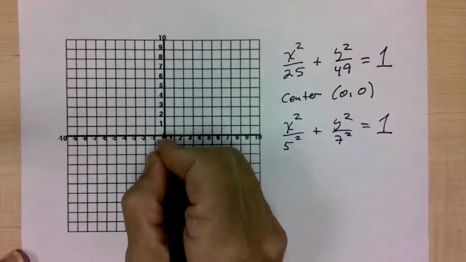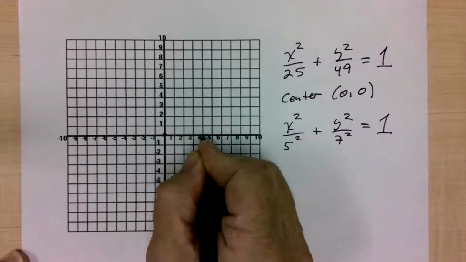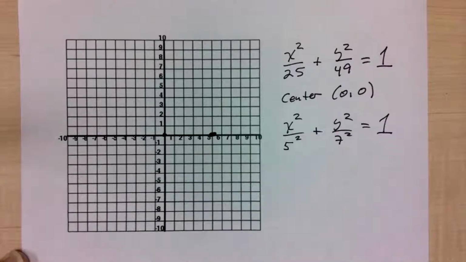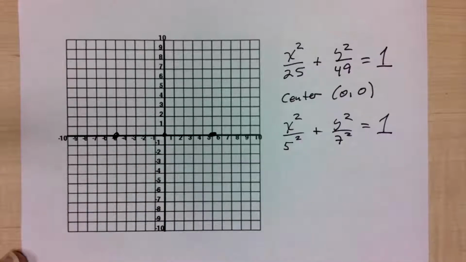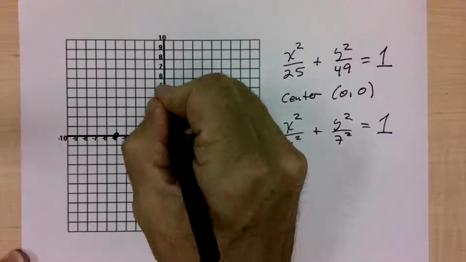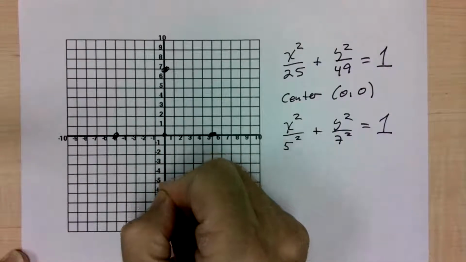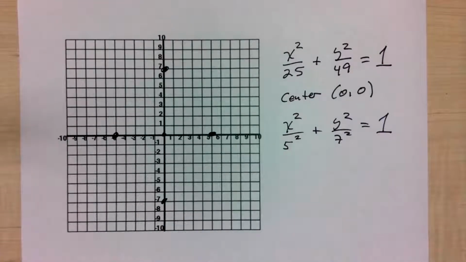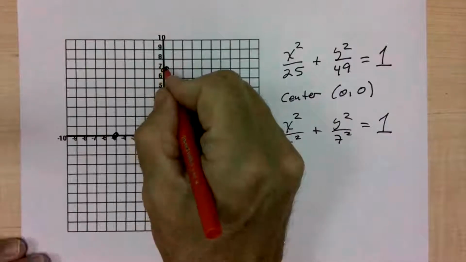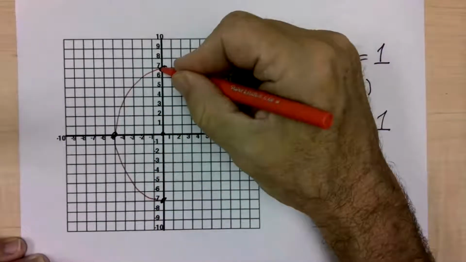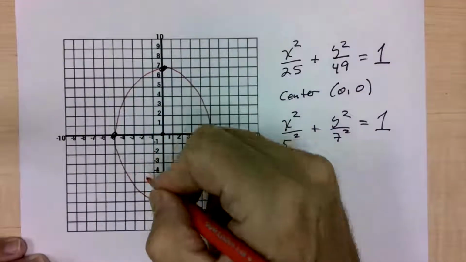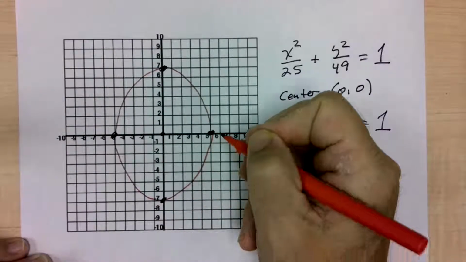In the x direction, from the center, I go 5: 1, 2, 3, 4, 5. This will be a vertex, a point on the end. Another 5 gives another point on my ellipse. In the y direction, we go up and down 7: 1, 2, 3, 4, 5, 6, 7 in each direction. Those 4 points will help define our ellipse. We want to draw that oval around those 4 points. What will that look like? We do our best to hand draw something that fits fairly well, and we have our hand-drawn ellipse.